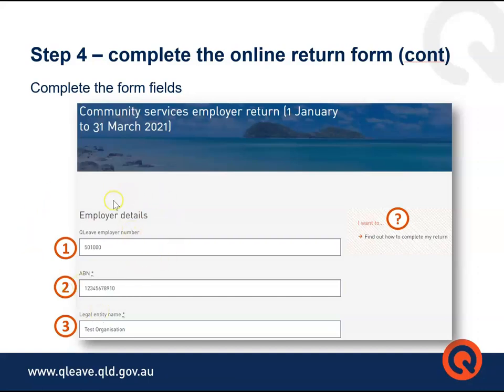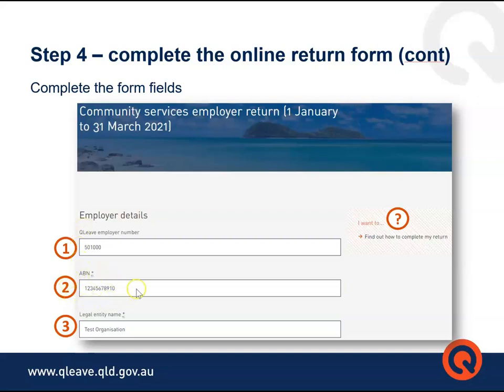For the first field, please enter your 6-digit QLeave employer number. It starts with 501 and was included in the email that we sent about completing your employer return. If you don't have the email or the number, then just leave this field blank.